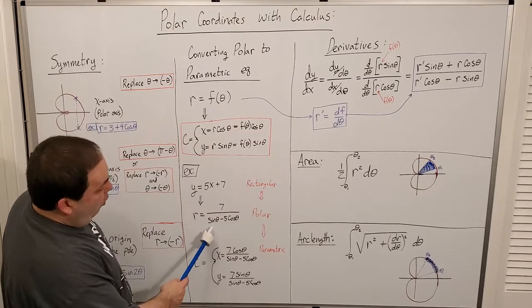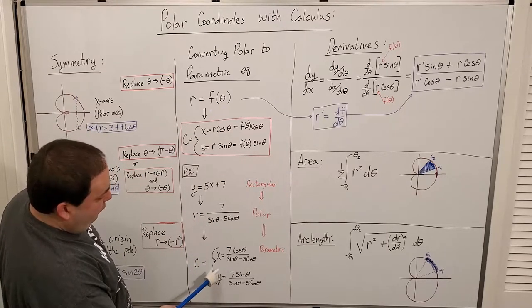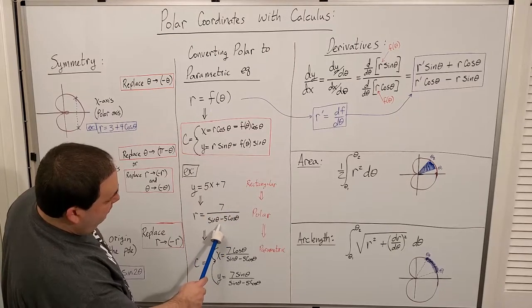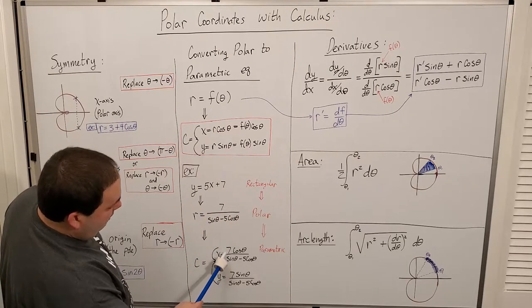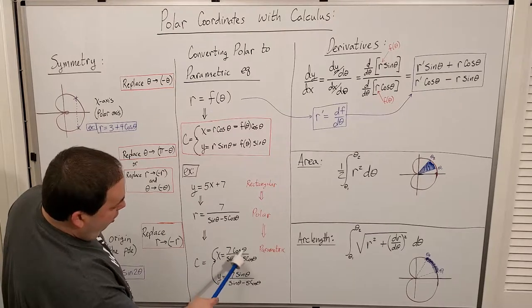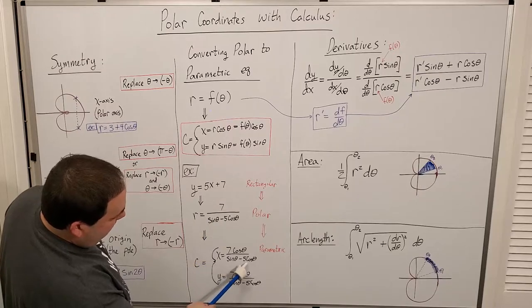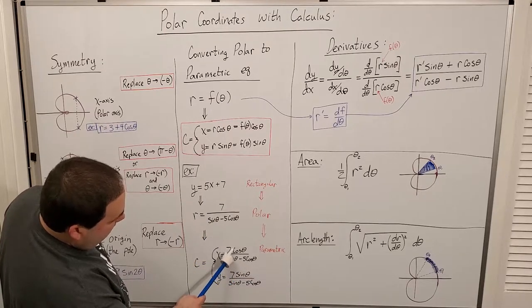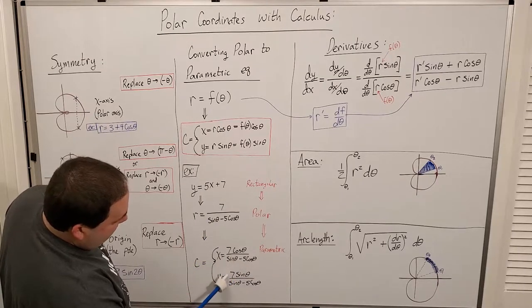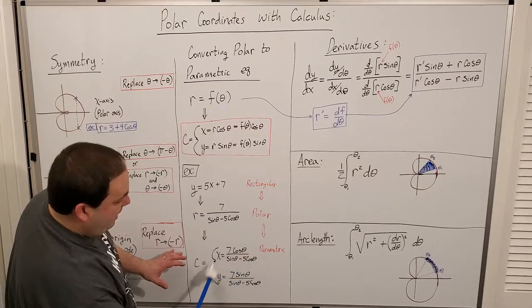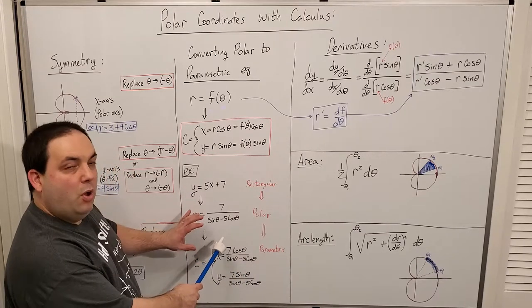But if I wanted to have another parametric form of that, then what I would do is take this function of theta that's equal to r, and I would say that I have r times cosine theta. Notice, it's the 7 over sine minus 5 cosine times cosine, and then 7 over sine minus 5 cosine times sine. So that's a parametric form of this same polar function, okay?